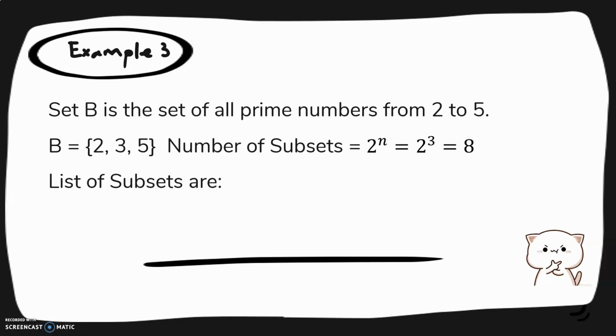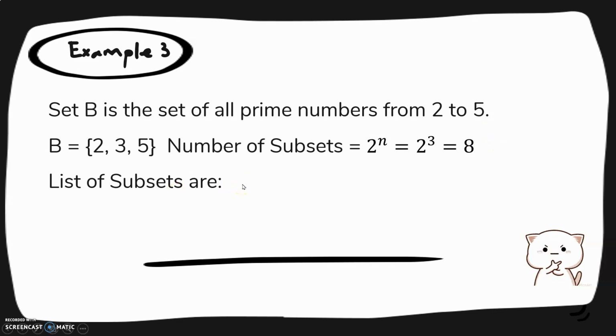Set B is the set of all prime numbers from 2 to 5. So what will be the prime numbers from 2 to 5? The answer would be set B, elements 2, 3, and 5. So to get the number of subsets, we count the elements 1, 2, and 3. There will be 3 elements in set B. That is why 2 raised to the power of 3. So we multiply 2 three times: 2 times 2 times 2. That will be 8. So there will be 8 subsets in set B.